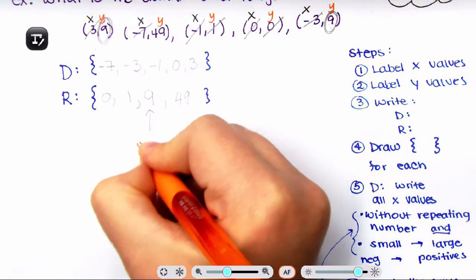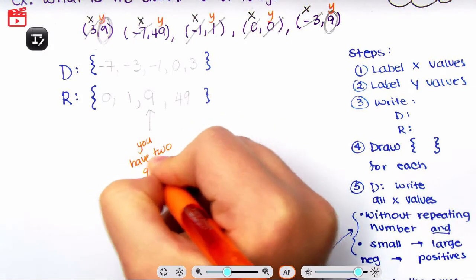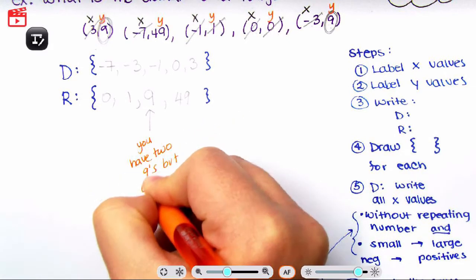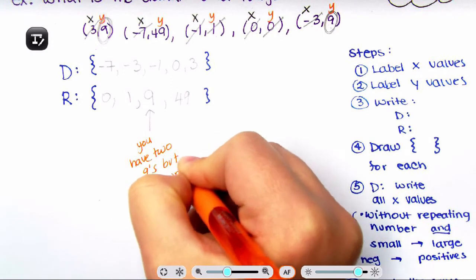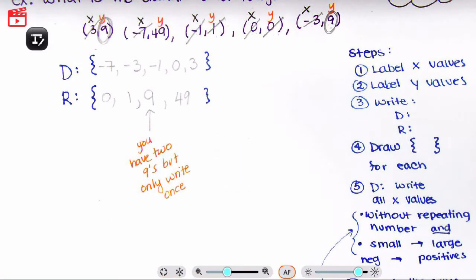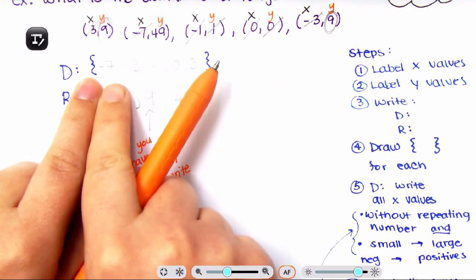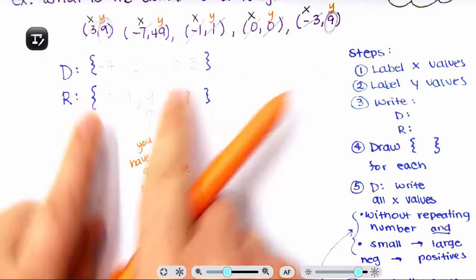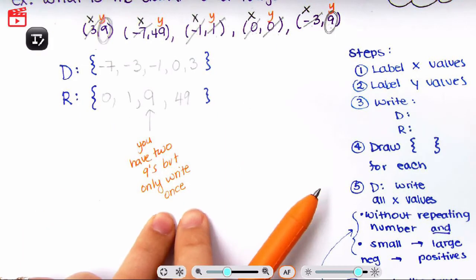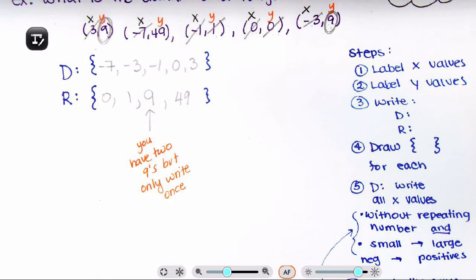So you have two 9s, but only write it once. Only write it one time. And you want smallest to largest. You must have squiggly brackets. You must have it in order from smallest to largest. And you must not repeat numbers. You cannot repeat numbers. You can only have it one time.